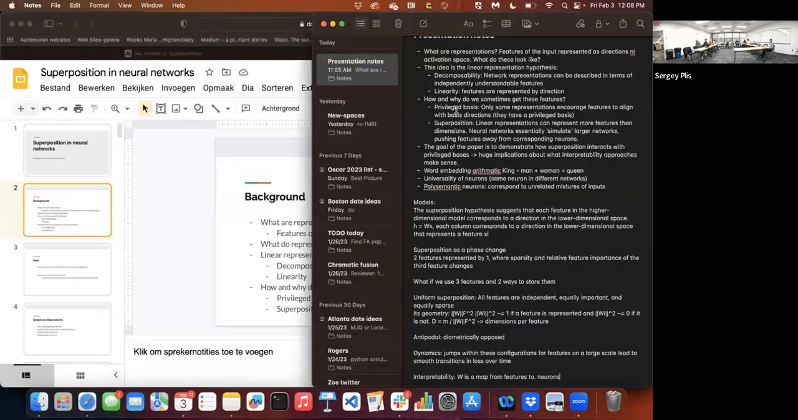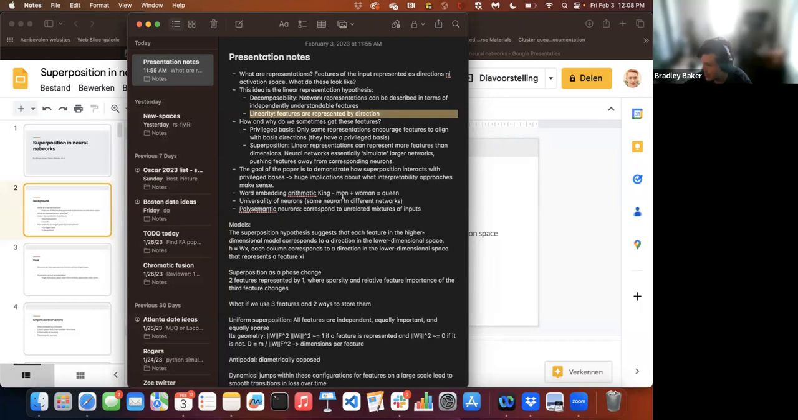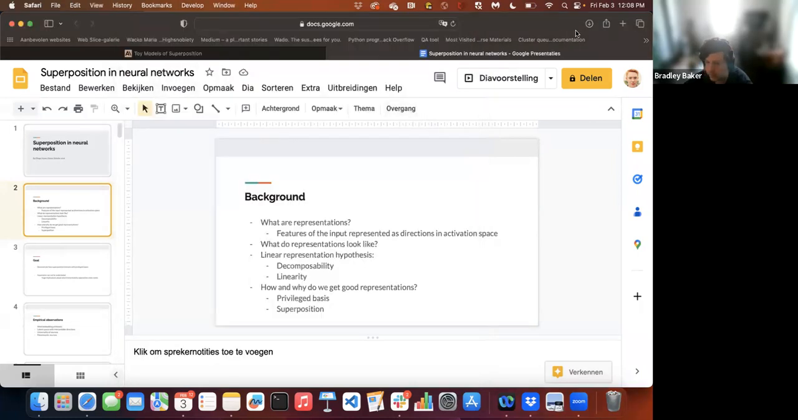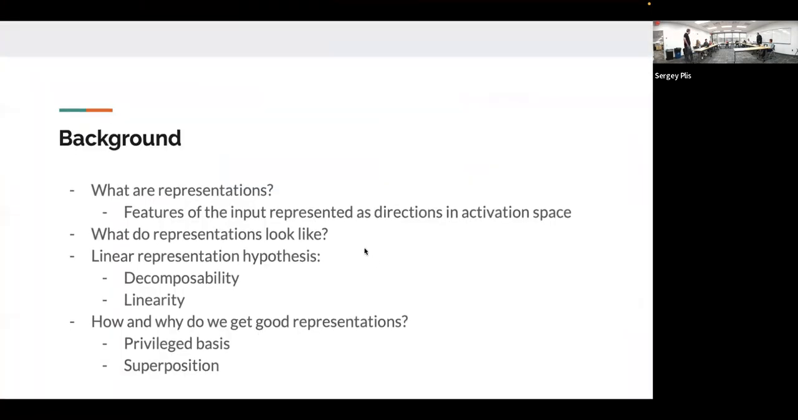Now you can see my notes. They say decomposability is important, which means that the network representations can be described in terms of independently understandable features. So that's like understandability. And what does understandability mean? Understandable to humans. Oh, a feature is one component of a vector.